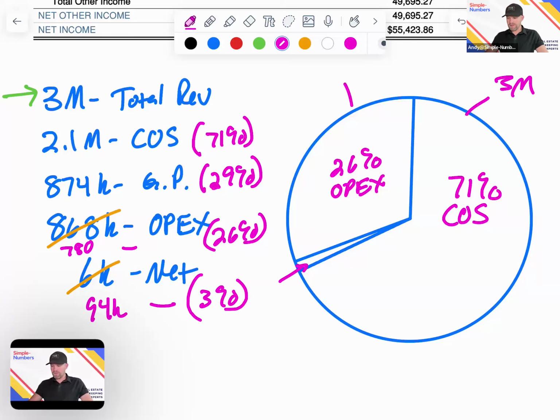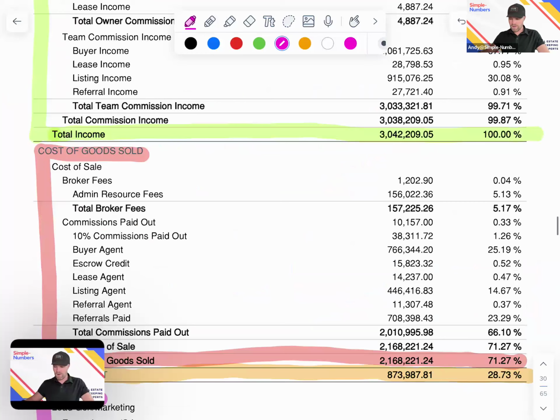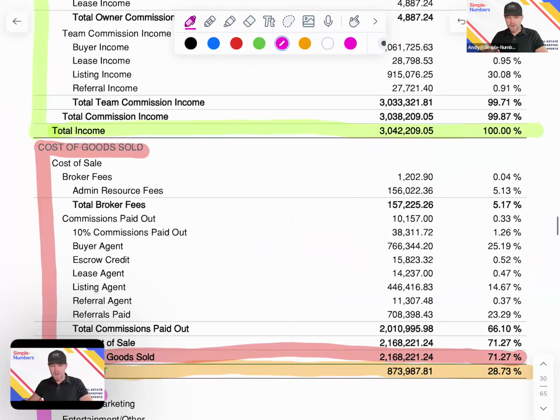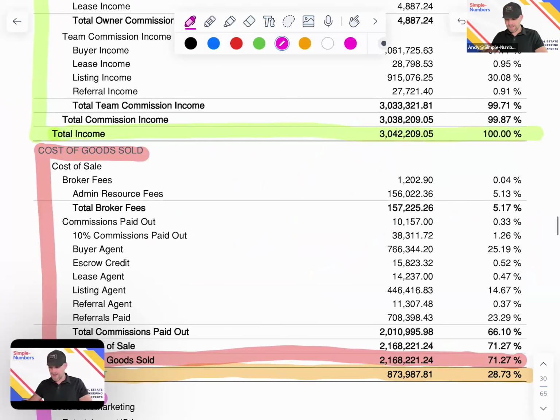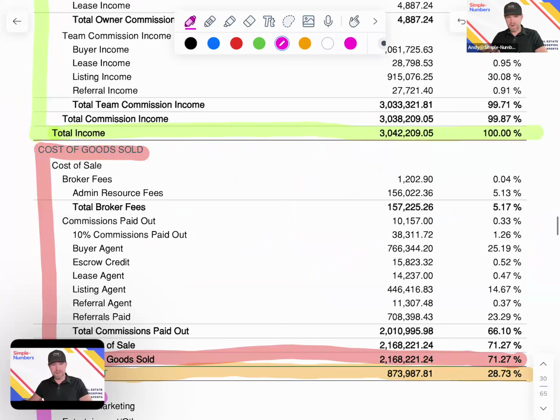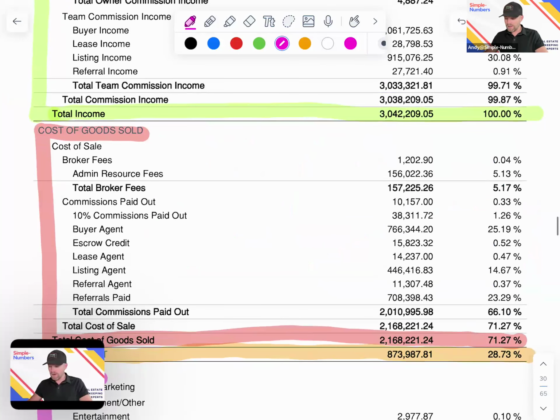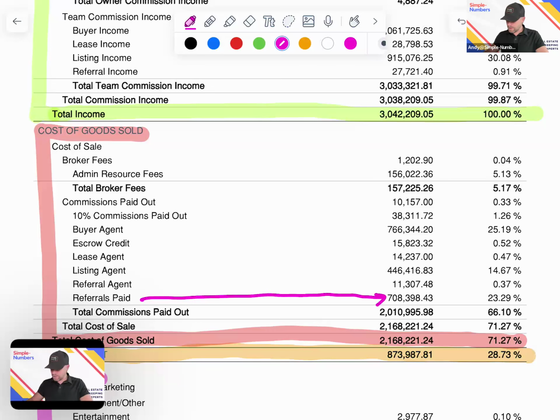It's a problem. Is it operating expenses? No, we're under 30%. It's cost of sale. Let's figure out where. Same idea here. I'm going to go right into it and just show you it's not listing splits. It's not buyer splits. What it is, is referrals paid right there. 23%, 23% referrals paid out. So they're relying heavily on Zillow and other third-party lead sources.